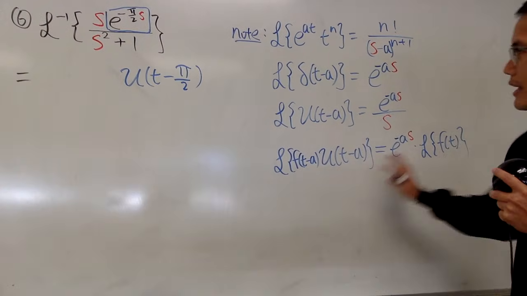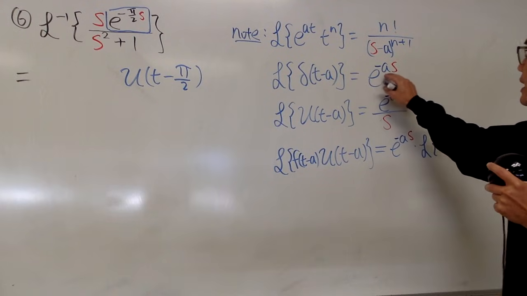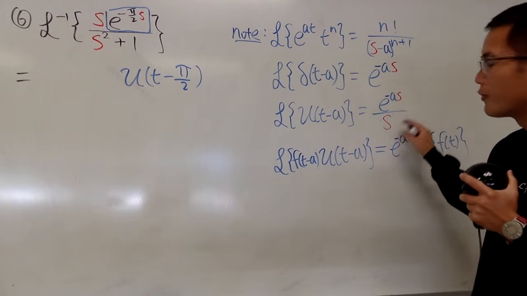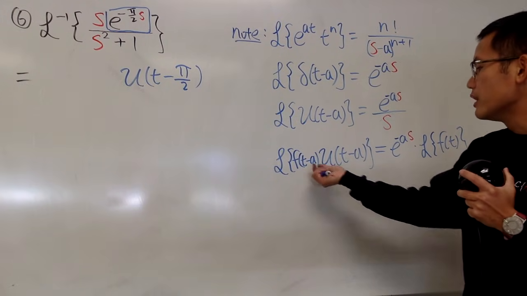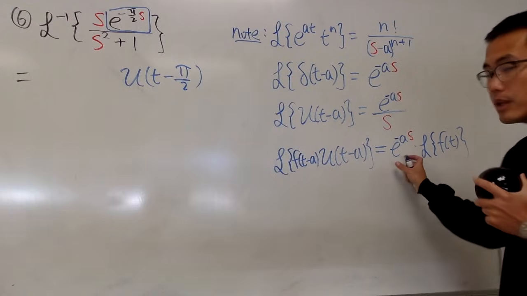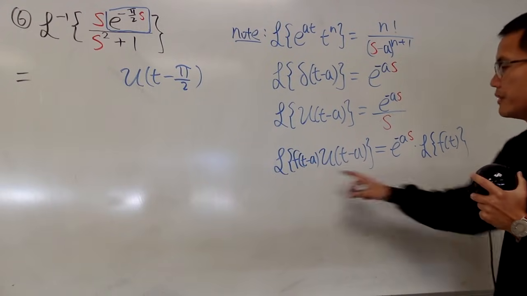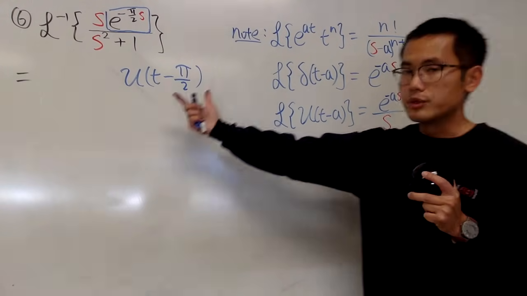All right, so again, let me just recall the formulas. Delta, you get e to the negative as. If it's a unit step function, you get e to the negative as over s. And in general, if you have a function and a unit step function, if the inputs are the same, you go ahead and do this: e to the negative as times the Laplace of the function f of t only, right? And this is the one that we're using.